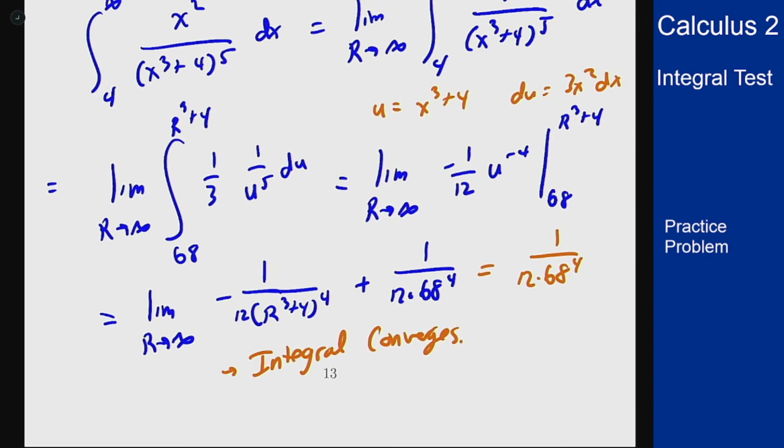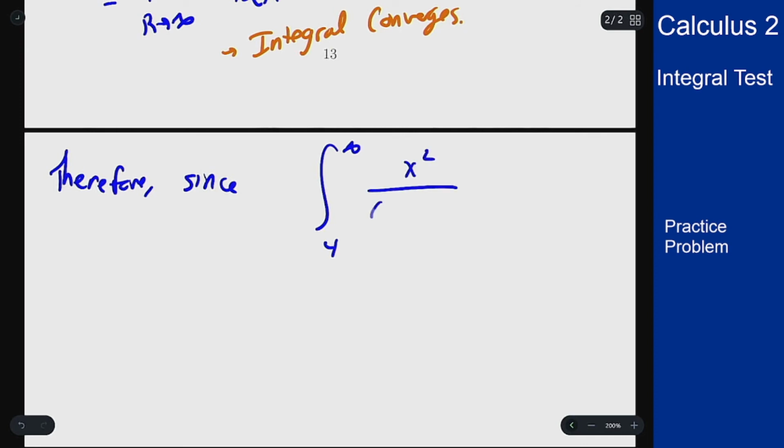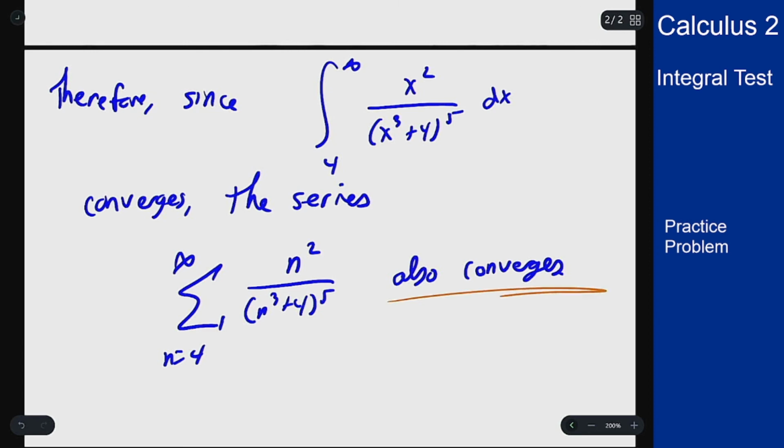Therefore, we know that by the integral test, the series also converges. So since the integral from 4 to infinity of x squared over x cubed plus 4 to the fifth dx converges, the series of n squared over n cubed plus 4 to the fifth also converges, which is the determination the problem asks us to make.